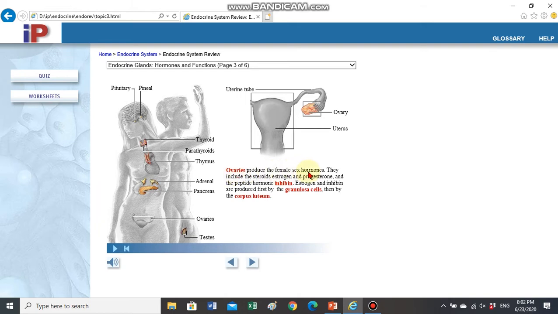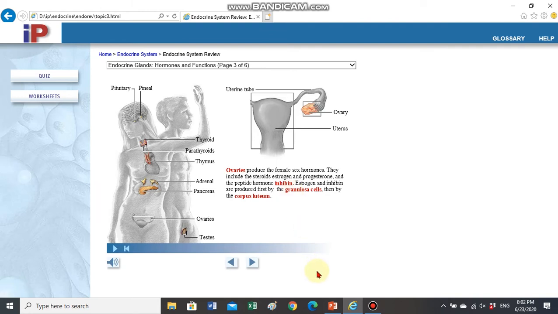endocrine tissue. The ovaries produce the female sex hormones. They are steroid hormones, namely estrogen and progesterone, these are steroids. And the third one is a peptide hormone we call inhibin. The estrogen and inhibin are produced by the granulosa cells, as we will see, then by the corpus luteum.